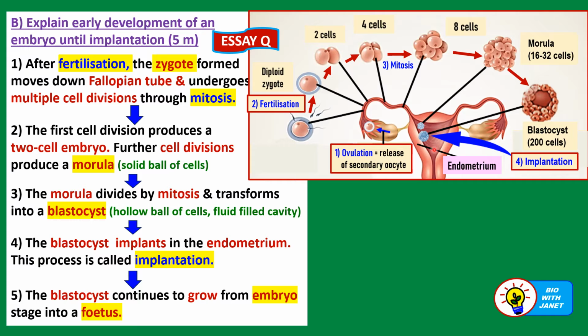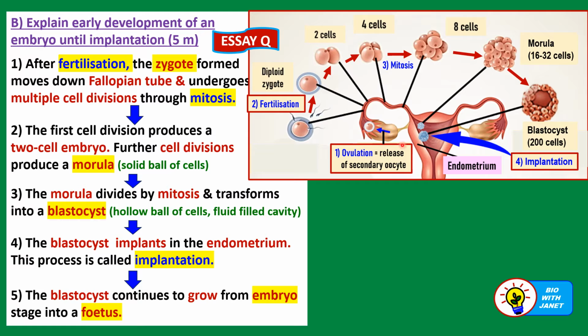Next, the blastocyst will move to the wall of the uterus, to the endometrium, and it will implant itself in the endometrium through a process called implantation, right? So you must mention these processes like fertilization, then implantation, and also the process mitosis. Next, the blastocyst continues to grow from the embryo stage into a fetus, and the placenta will be formed in the wall of the uterus to supply nutrients to the embryo for it to grow.